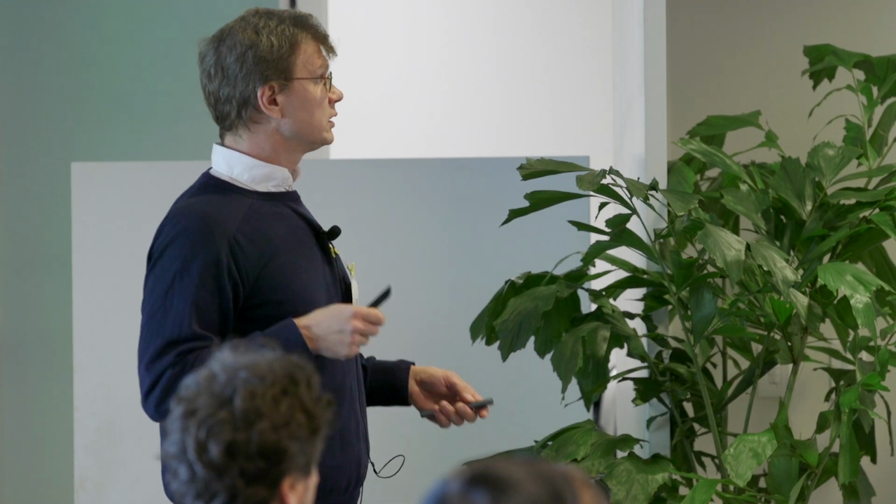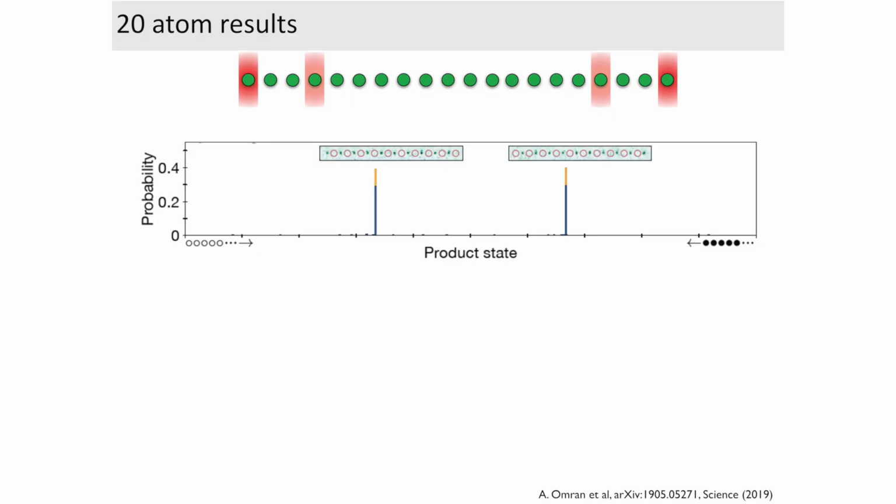OK, so here is the result for 20 atoms. With 20 atoms, you look at all probabilities, and 2 of them stick out. These are the 2 probabilities of the completely ordered state. So there are 2 of these bars here, one of which is actually measured. This is against the backdrop of 1 million states.